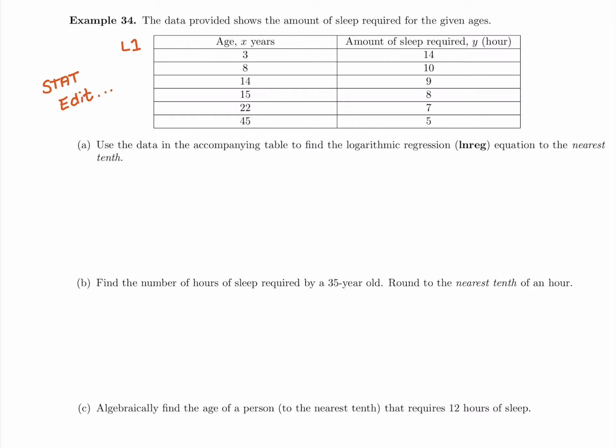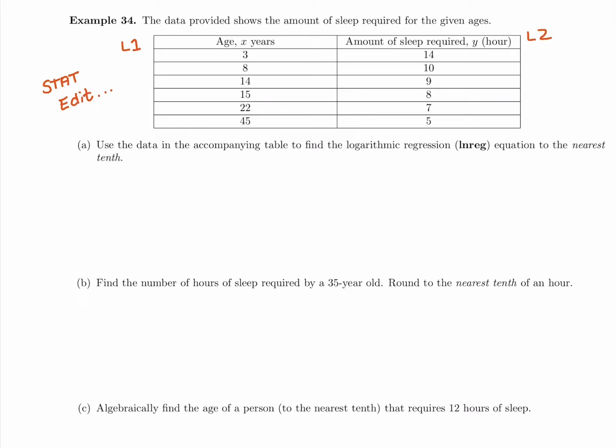I'm going to enter under L1, which if there's something in there, I can hit clear and enter when I highlight L1 at the top of the list. So I'll highlight L1, hit clear, enter. That way I can enter in these values for X. And then I'm going to go over to L2 and put in my Y values that represent hours of sleep. So we have age and we have hours of sleep.